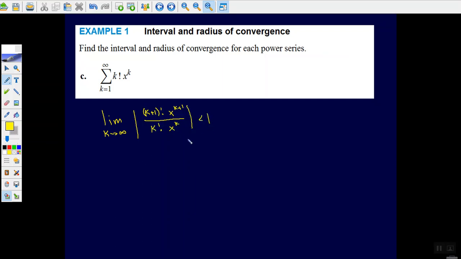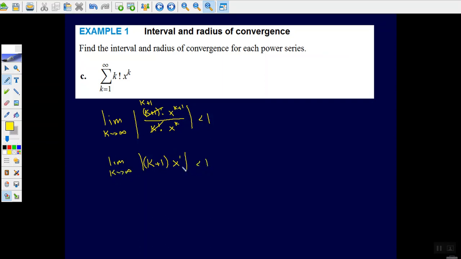Remember, we want that to be less than 1. And now, instead of splitting this, we can imagine that if we did split it, there would be (k plus 1) factorial over k factorial. That results in just the expression k plus 1. And then the other side has x to the k plus 1 over x to the k. We can reduce that down to just x to the first power. And so what we need to have happen here is this limit is going to be needing to be less than 1.